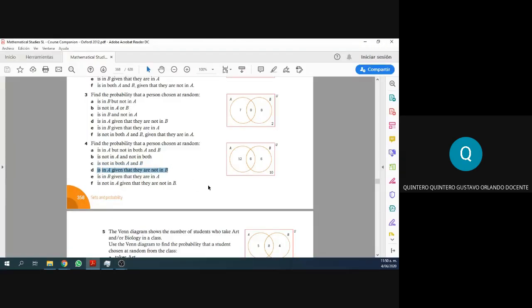D. Let's find the probability that a student is in A, given that they are not in B. And this is where the fun part begins, given that they are not in B. This is a condition, right? So we are doing conditional probabilities here. We're going to find the probability that a student is in A. That will be our success. But in order for that student to qualify, that student has to have a condition. The condition is the student cannot be on B. That's it. That is the condition.